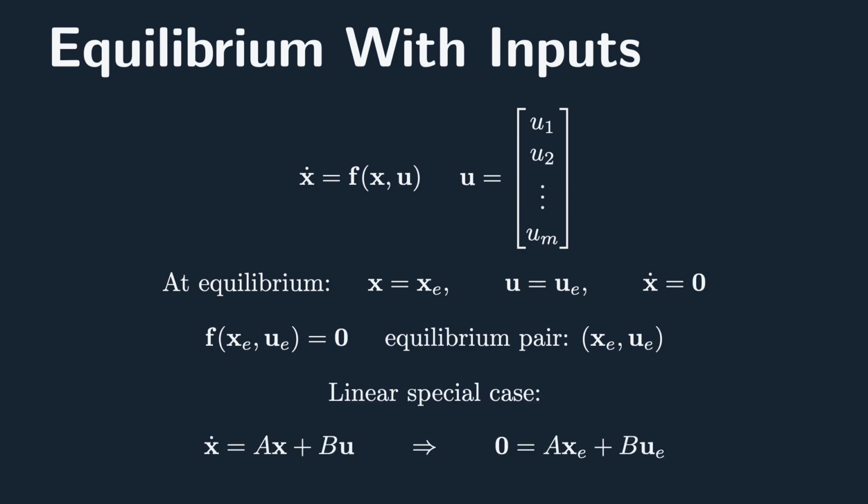For a linear state space model, the same idea gives the zero vector equals A xe plus B ue. The state and input must combine so that the state derivative vector is 0.